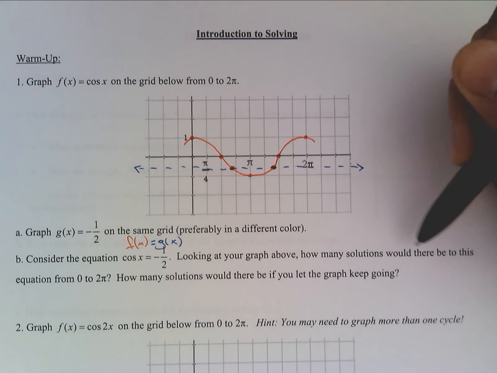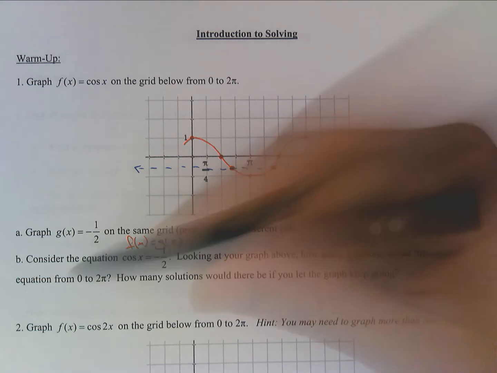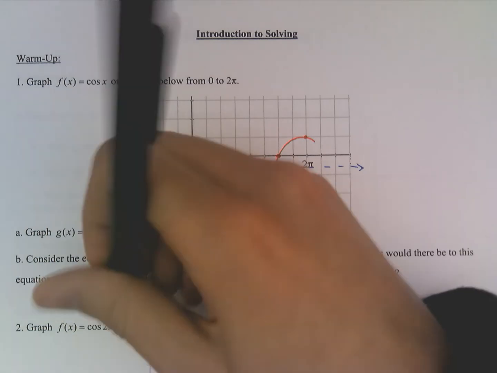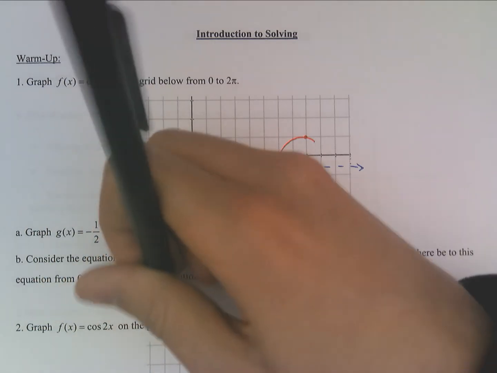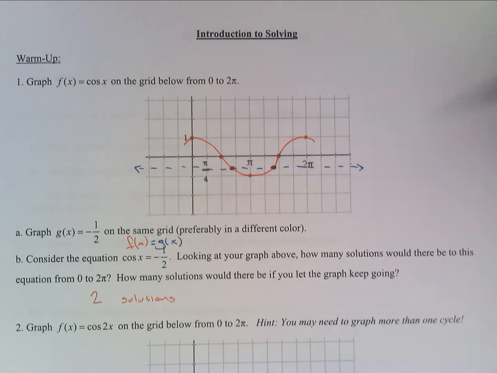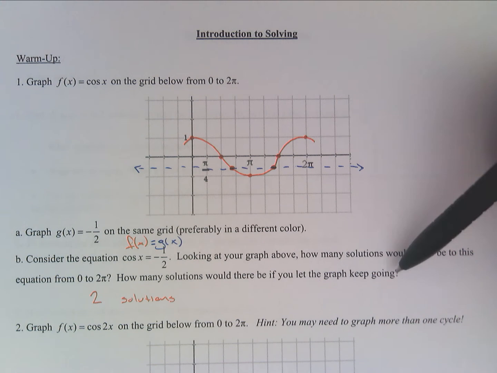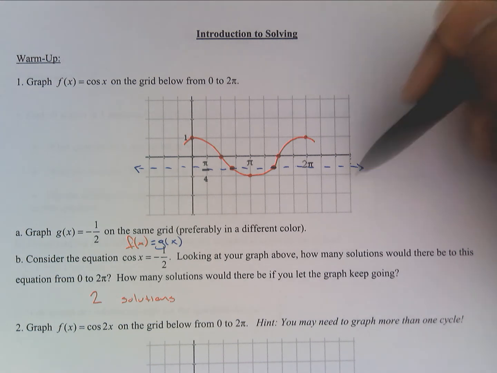So looking at this graph above, how many solutions would there be from 0 to 2 pi? Well, it intersects twice here, so there are two solutions. Now, how many times would it intersect if we let the graph keep going? So I'm going to extend this graph and fill in the grid.